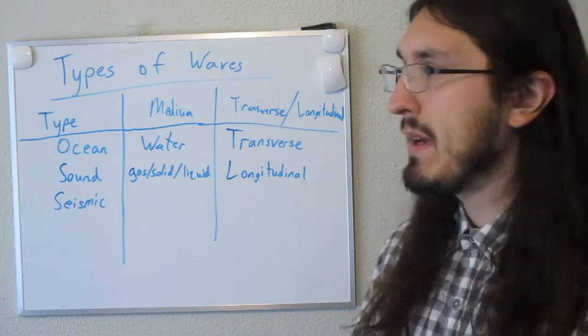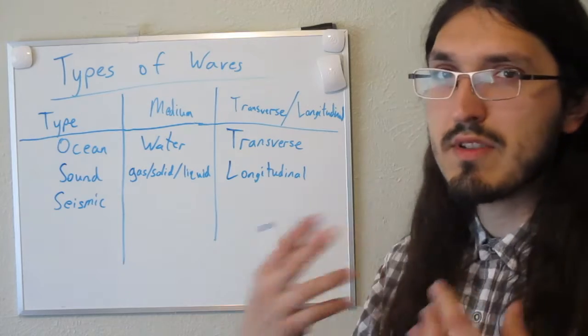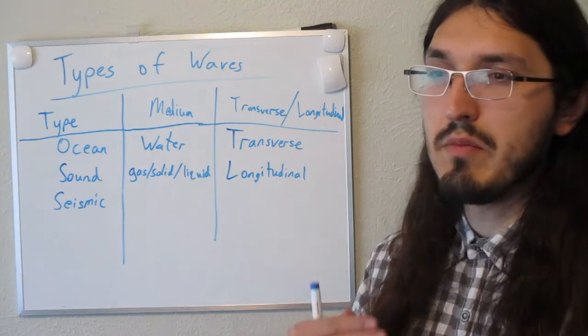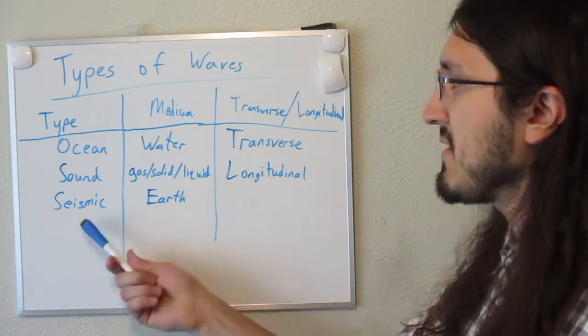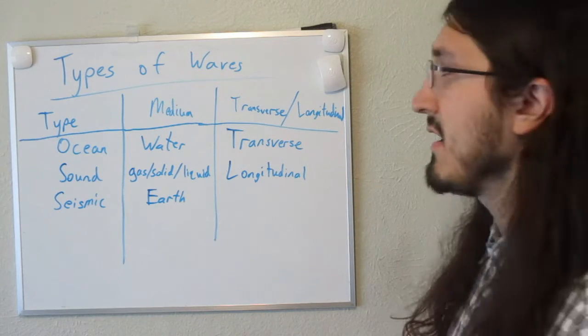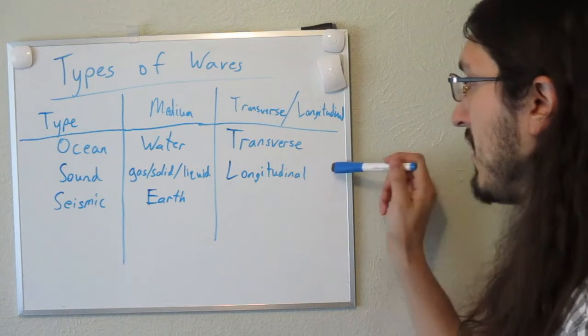The next type of wave we want to talk about is a seismic wave. These are the kinds of waves that occur whenever earthquakes happen. Earthquakes can happen in a few different ways, but they involve the movement of the Earth's crust, and those waves are going to be traveling through the Earth. Seismic waves are a little interesting because they can actually move in different ways. Seismic waves can exist as transverse waves and longitudinal waves.